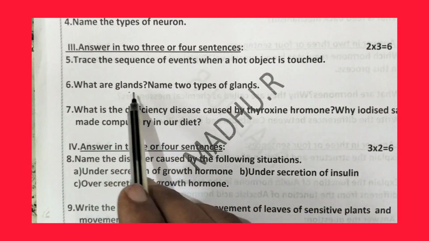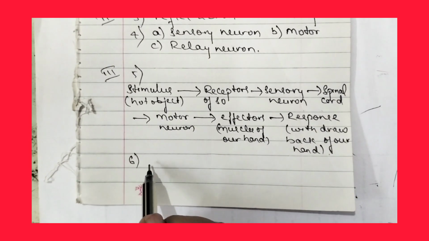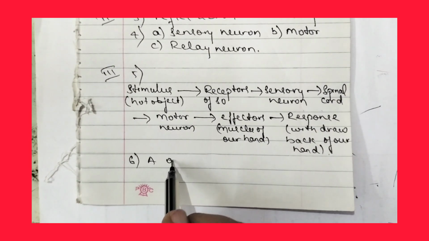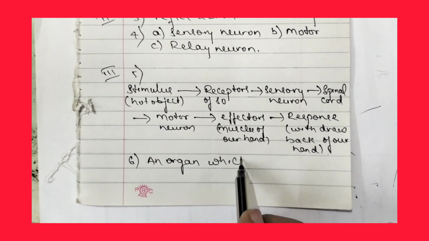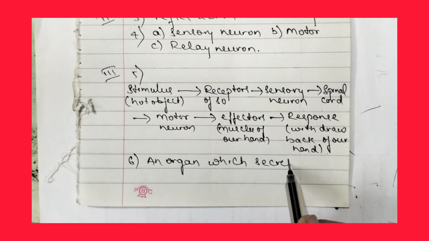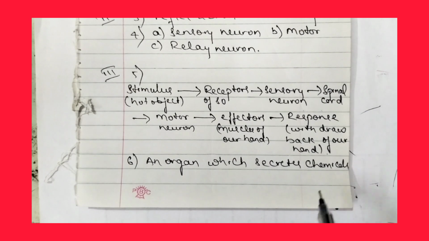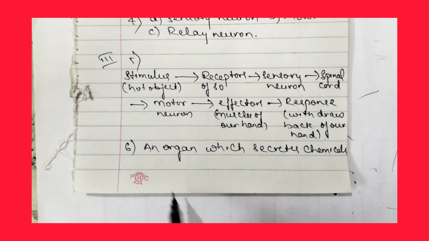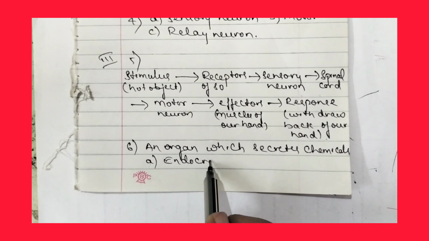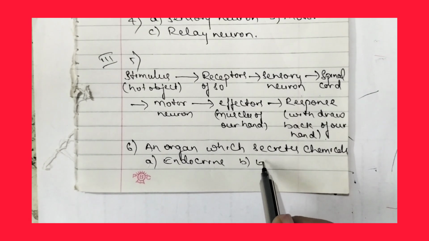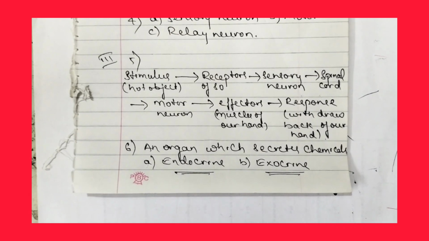Next question, what are glands? Name two types of glands. So what are glands? Glands are organs which secrete chemicals. The organ which secretes chemicals is called a gland. There are two types of gland. One is called endocrine gland and another one is called exocrine gland.